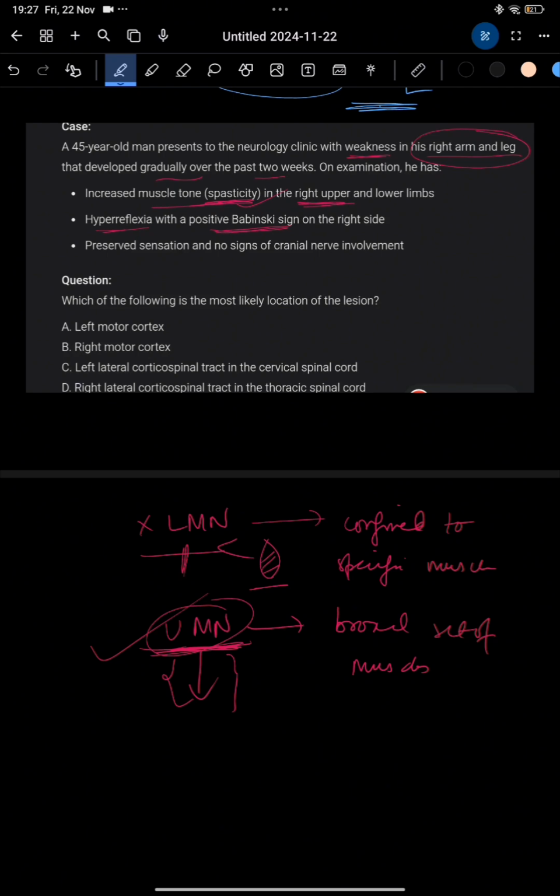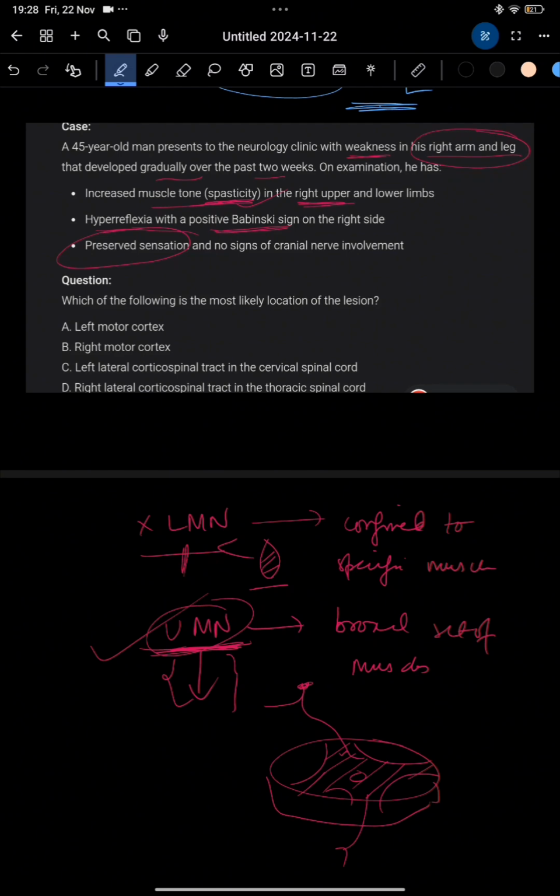Sensation is preserved. We know that the spinal cord also contains sensory pathways. These sensory pathways, which are supplied by the dorsal root ganglion, are intact because the whole of the spinal cord has not been injured. So from this we know that the spinal cord has not been injured, and the level of injury of the upper motor neuron is not in the spinal cord. So from that we now know for sure that the lesion has occurred at the level of the brain, that is, the motor cortex.